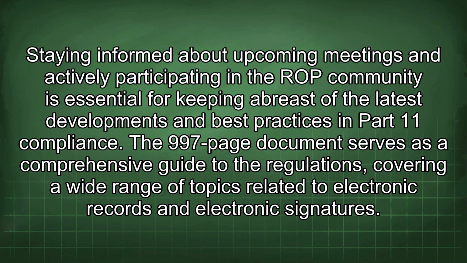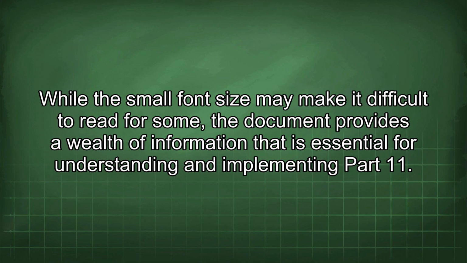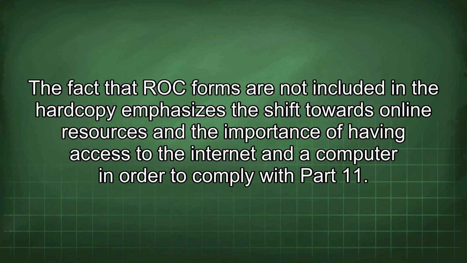The 997-page document serves as a comprehensive guide to the regulations, covering a wide range of topics related to electronic records and electronic signatures. While the small font size may make it difficult to read for some, the document provides a wealth of information that is essential for understanding and implementing Part 11. The fact that ROC forms are not included in the hard copy emphasizes the shift towards online resources and the importance of having access to the internet and a computer in order to comply with Part 11.